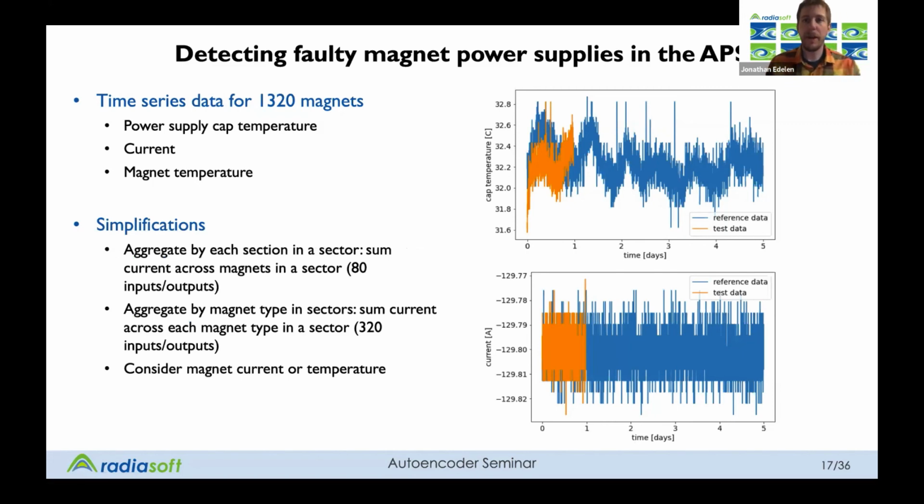1,300 parameters is not insurmountable for machine learning. It's certainly a reasonable number. We just wanted to simplify the problem a bit first to get an idea of how well things perform in a simpler system. Also, if it works really well, there's some value in being able to identify which sector the magnet that fails is going to be in. It reduces the search problem down significantly. So we looked at aggregating over the sector or aggregating over the type of magnet in the sector. So you can say, oh, it's a quadrupole in sector 10A that's going to fail. These are just ways of simplifying the problem down a little bit to make it easier to get started.